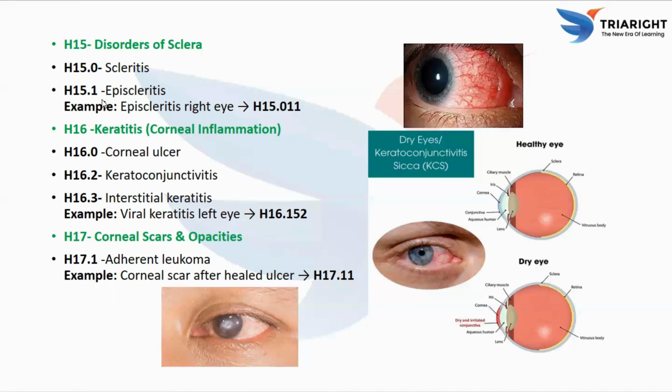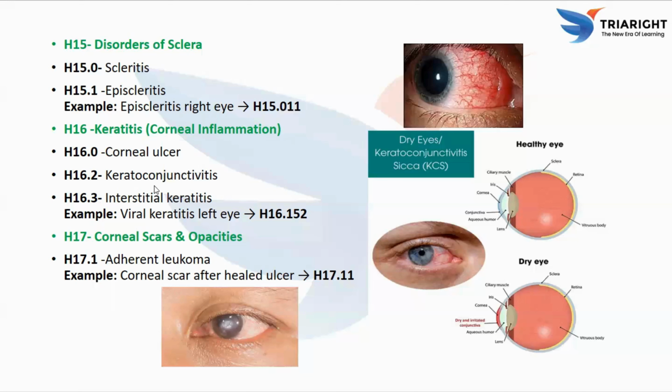So next is H16 keratitis, which is a corneal inflammation. These codes describe the diseases affecting the cornea. So H16.0 code is given for corneal ulcer, nothing but the loss of the surface layer of the cornea. This is usually painful with tearing and light sensitivity.